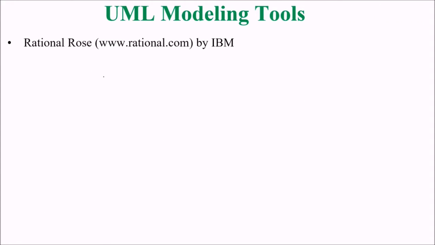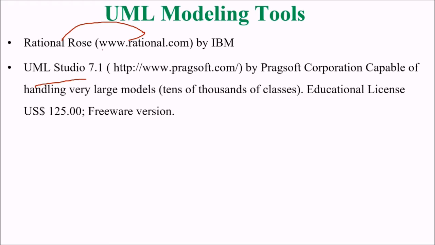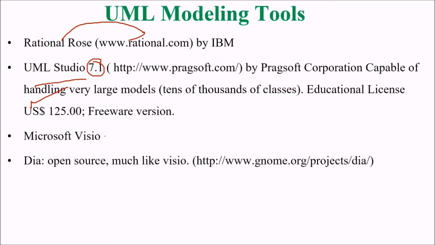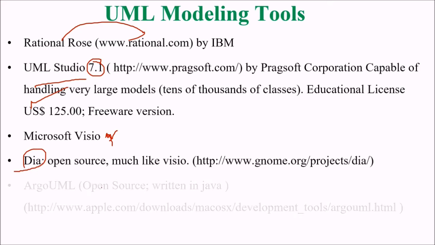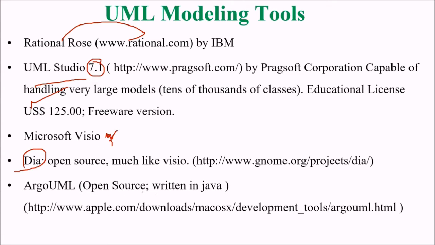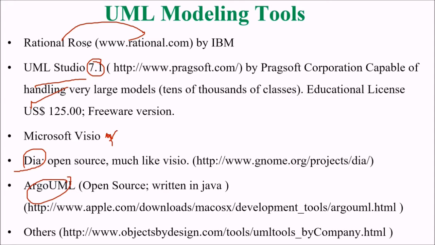UML modeling tools, as we said that we'll be talking about certain tools. We have Rational Rose, the most important and widely used, by IBM. We have UML Studio 7.1, or various versions, by Microsoft Corporation, capable of handling very large models. There is a freeware version, you can buy it also. Now we have Microsoft Visio. See, there is no N here. It is Microsoft Visio, just drop the N. And we have open source also, like Dia and ArgoUML, written in Java, and various others.